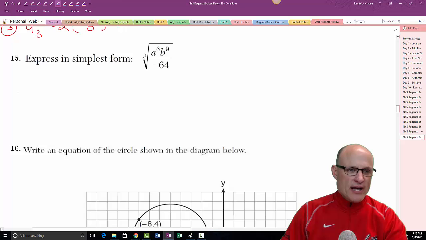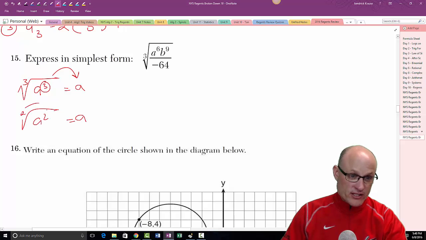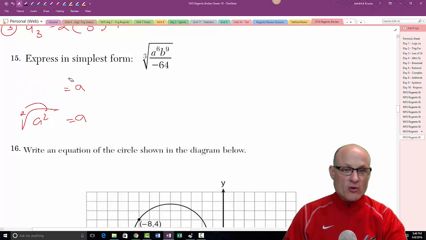Cube roots. You have to remember when you do a cube root, the cube root of a cubed is a. It takes 3 of these to get 1 out. Okay? The square root of a squared is also a. Really there's a 2 here. It takes 2 of these. These have to match. So, let's get rolling.